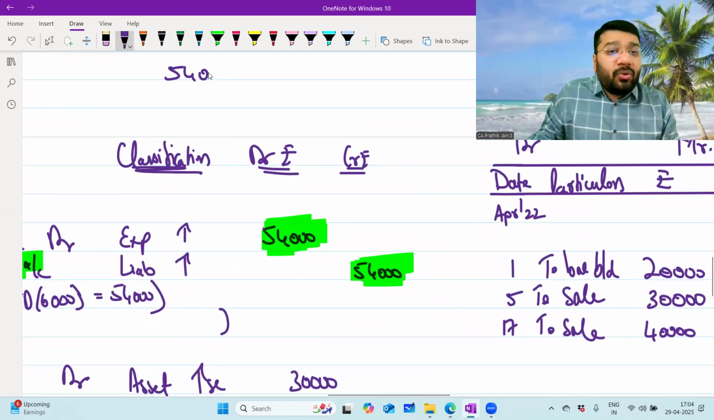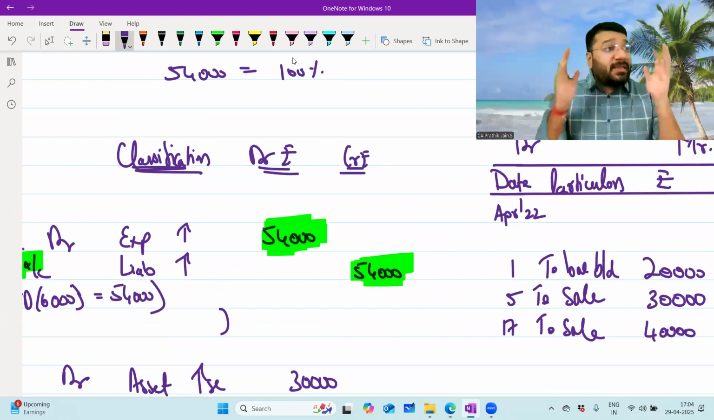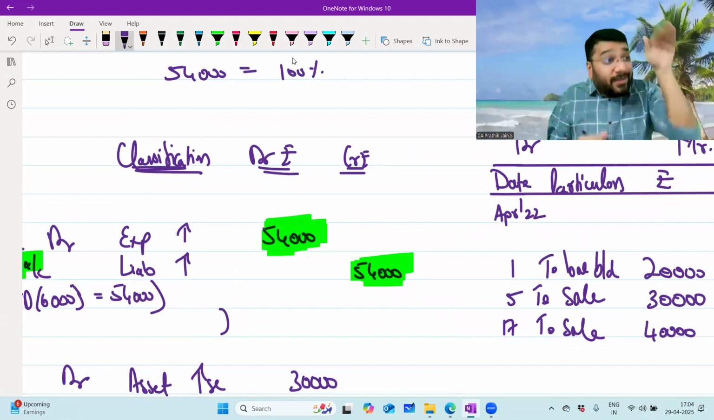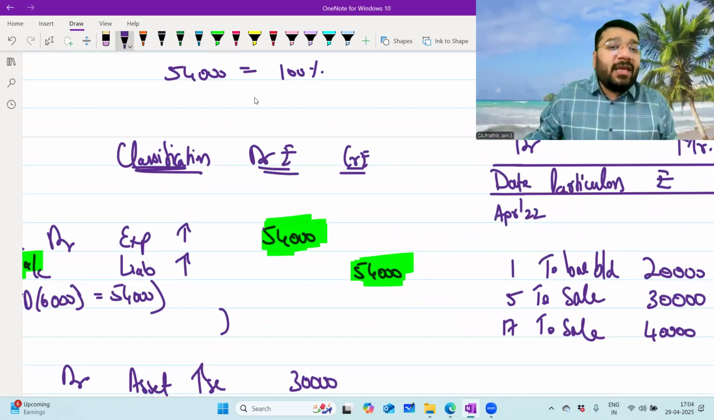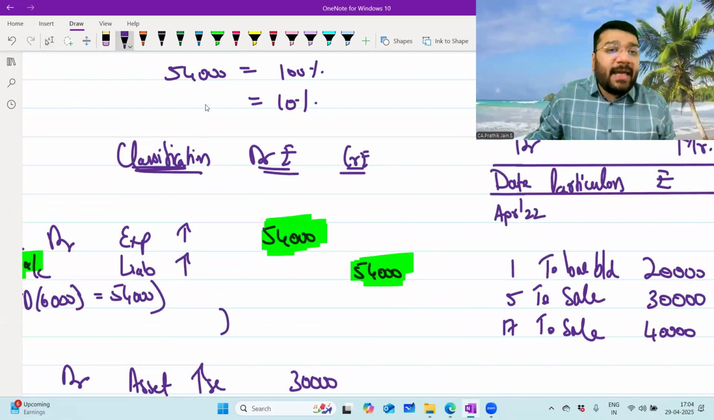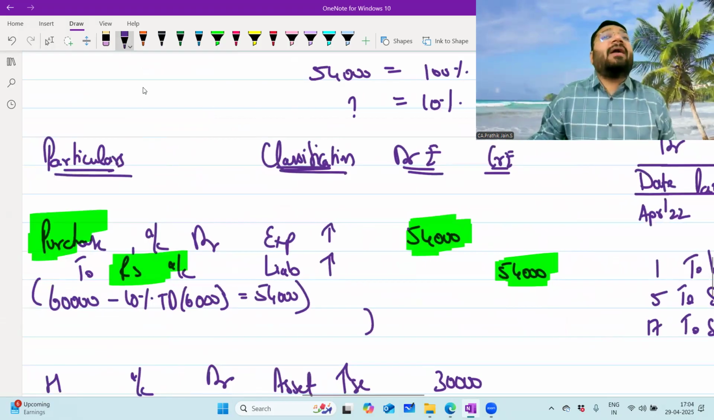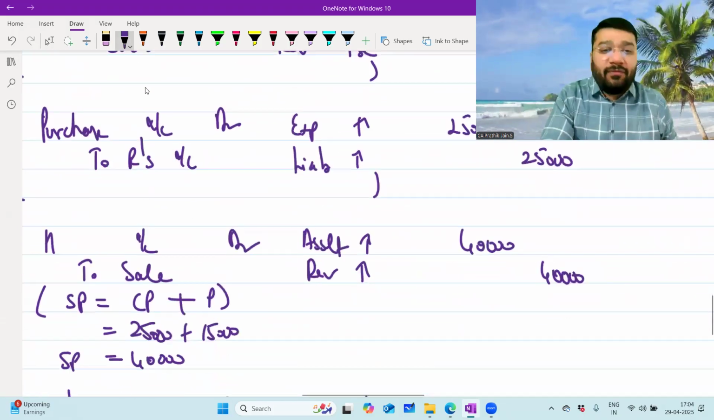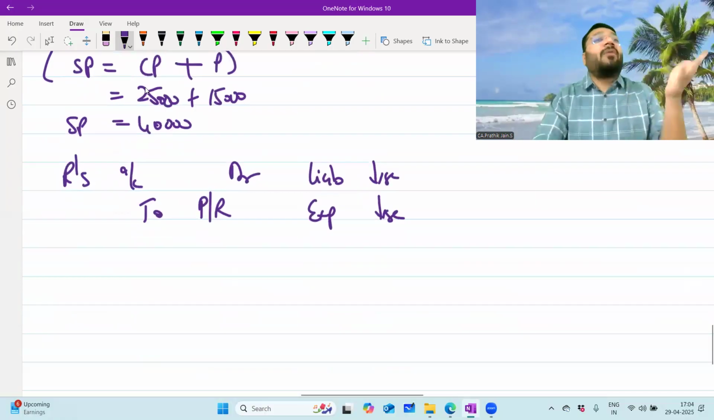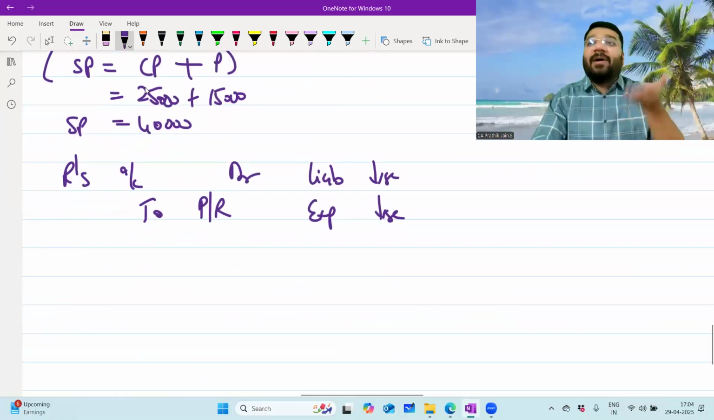So this is equal to 100%. This is 100% of the goods that I purchased. In that, 10% I'm returning. So if this is equal to 100%, then for 10%, how much? Cross multiply. 54,000 into 10 by 100. So it is 5,400. So all your formula is derived from the vegetable vendor technique.